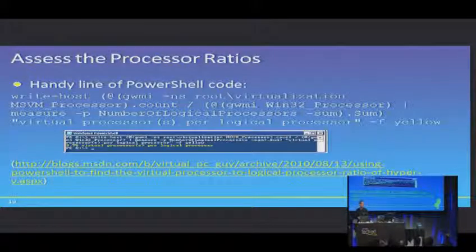As a little side note, I did a blog post on this recently. It turns out we don't expose anywhere in the system directly your virtual processor to logical processor ratio. So I came up with this truly cryptic single line of PowerShell that will give you the virtual processor to logical processor ratio for your system. Very handy. I was pleasantly surprised to discover that my home system was running at 3.75.